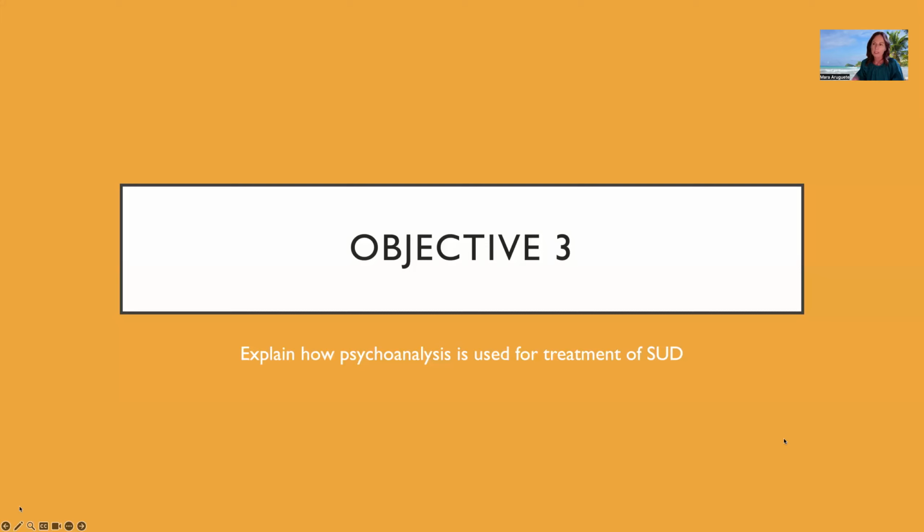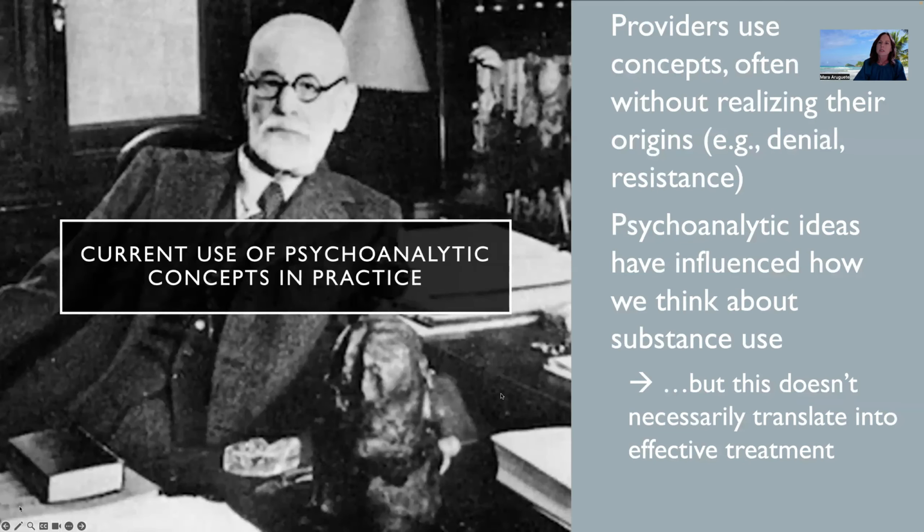Okay, we're going to get into objective 3. We're going to talk about how psychoanalysis is used for treatment of substance use disorder. Now, in this objective we have to move into a kind of modern psychoanalysis, because traditional psychoanalysis is not typically used for a substance use disorder nowadays.